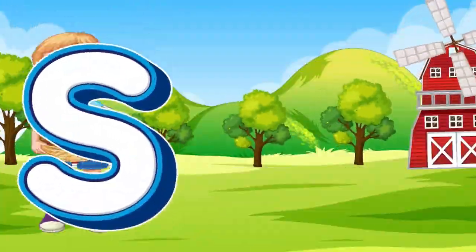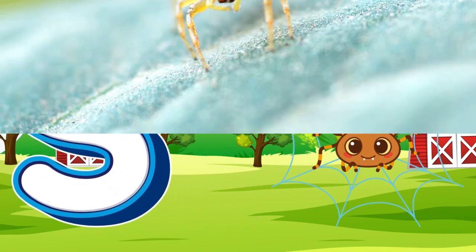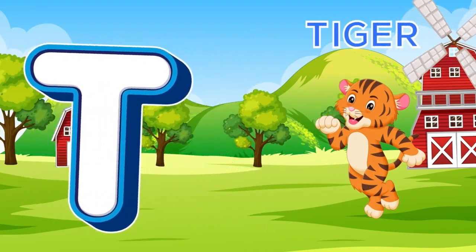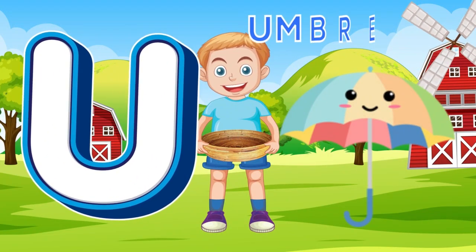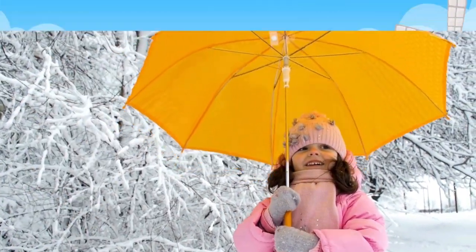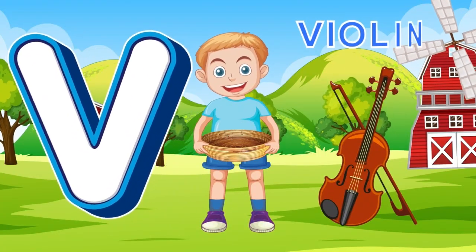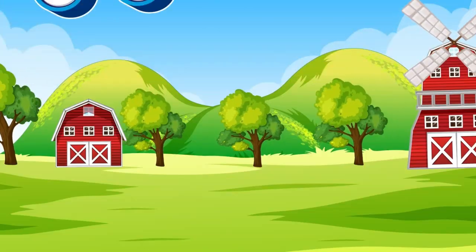S is for spider. T is for tiger. U is for umbrella. V is for violin.